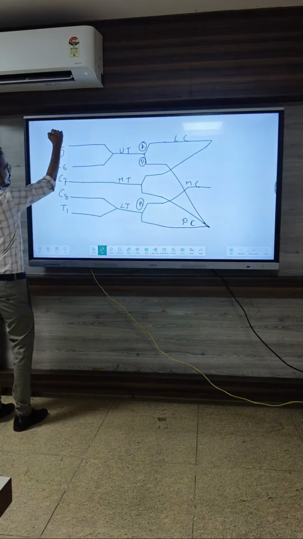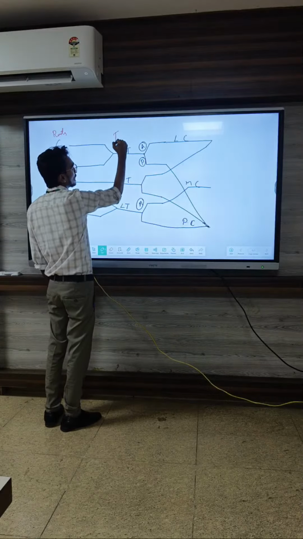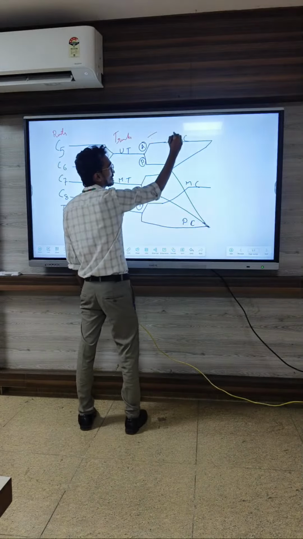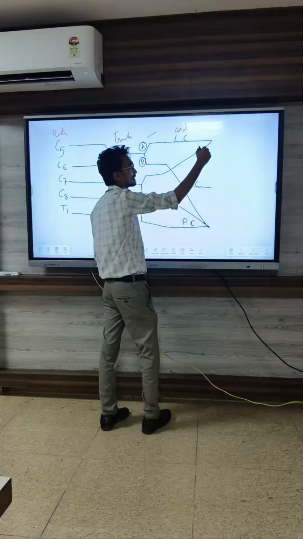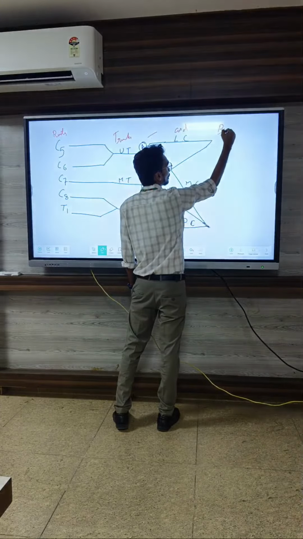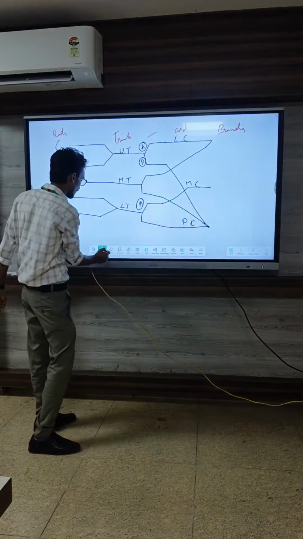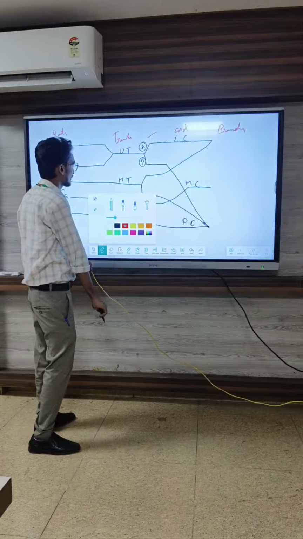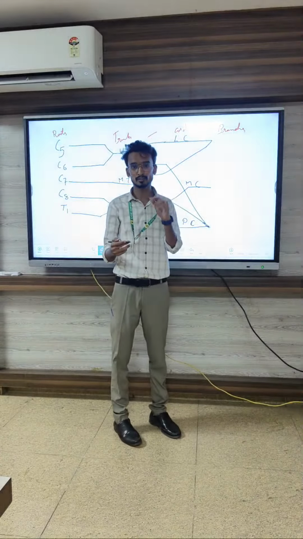As we have seen, these were the roots, then these were trunks, and these were divisions. These were cords. Next, the most important parts are the branches. Each cord has several branches. We'll discuss them one by one. I have some mnemonics to remember these.